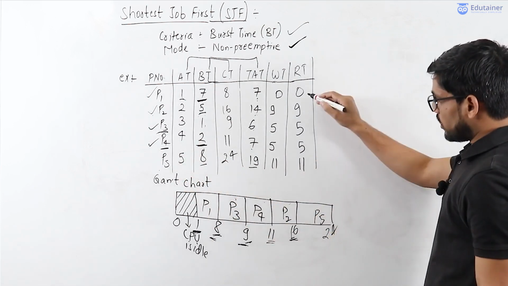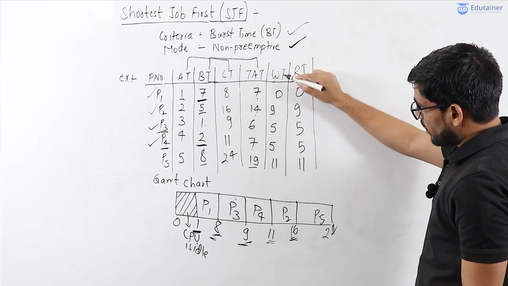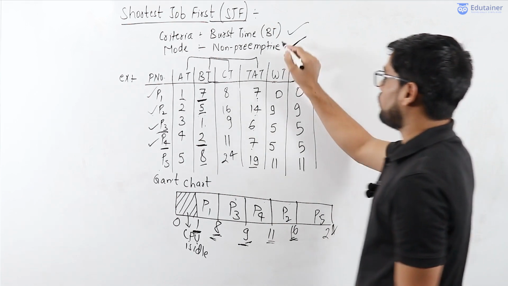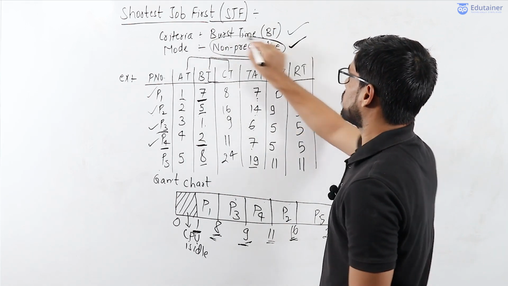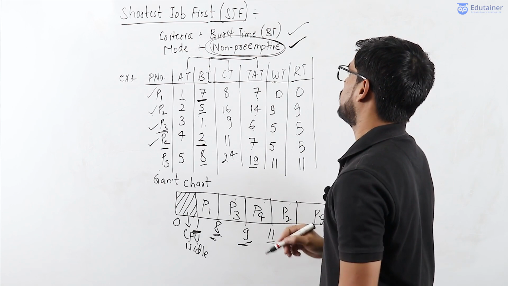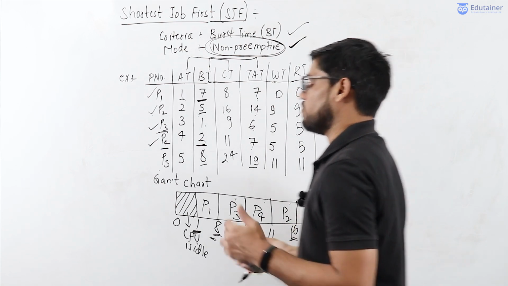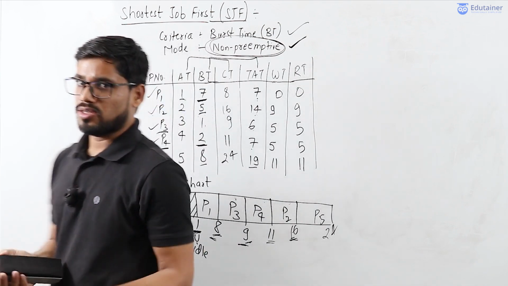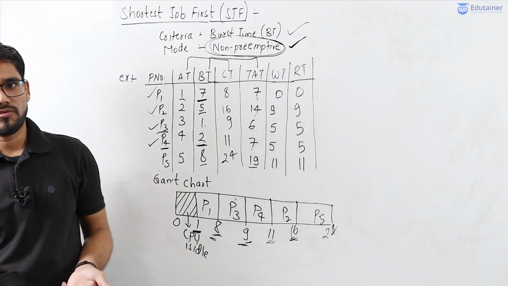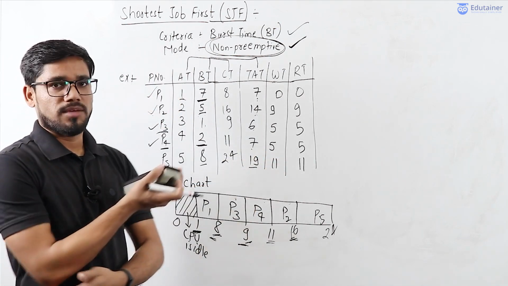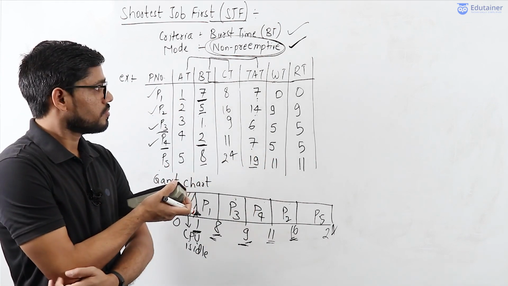So you can clearly see that the waiting time and the response time of the processes are the same in case of non-preemptive mode. So always remember this fact. In case of non-preemptive mode, whether you are using SJF scheduling algorithm or first come first served scheduling algorithm or any other algorithm, the response time and waiting time will always be the same.